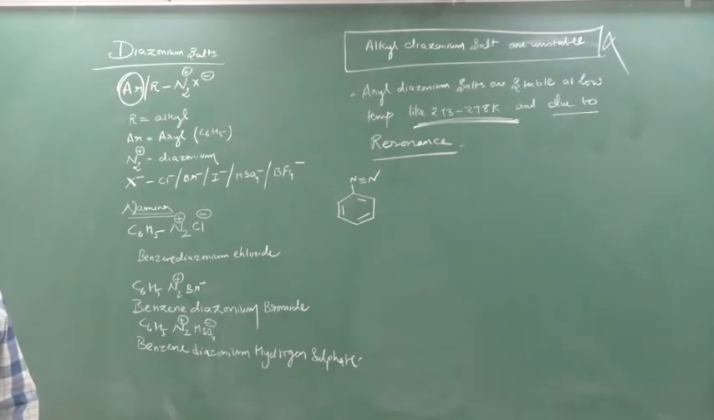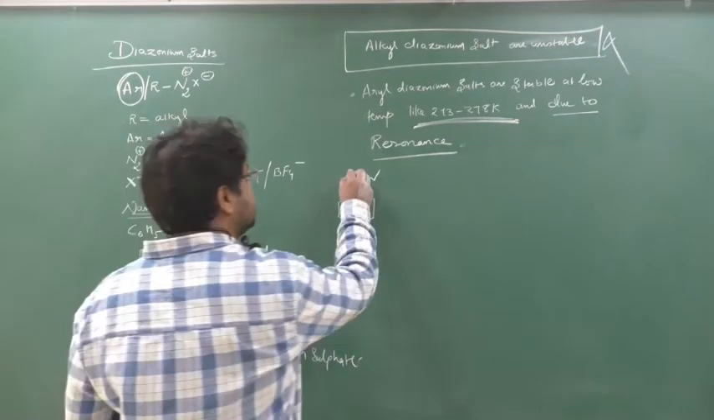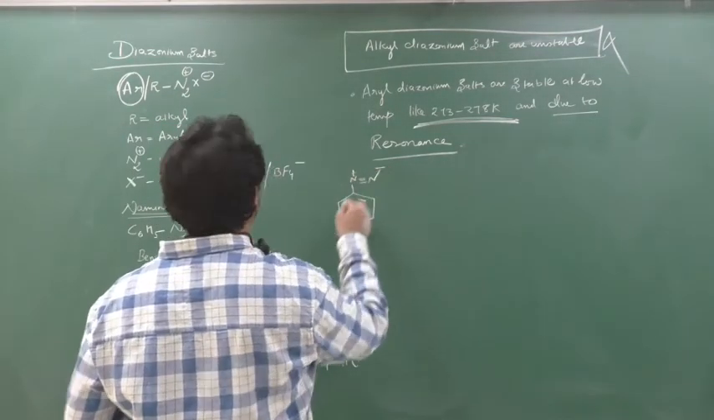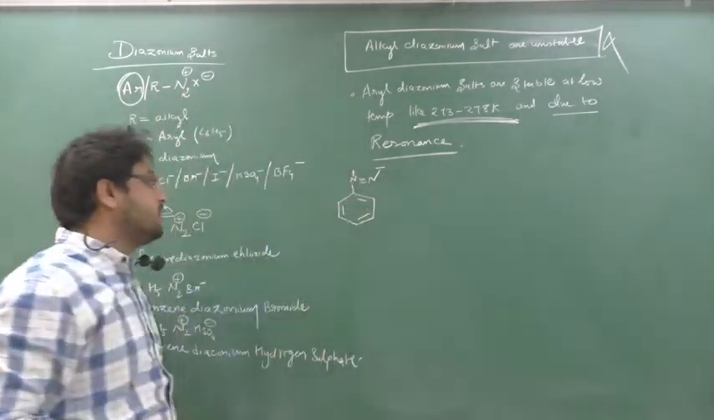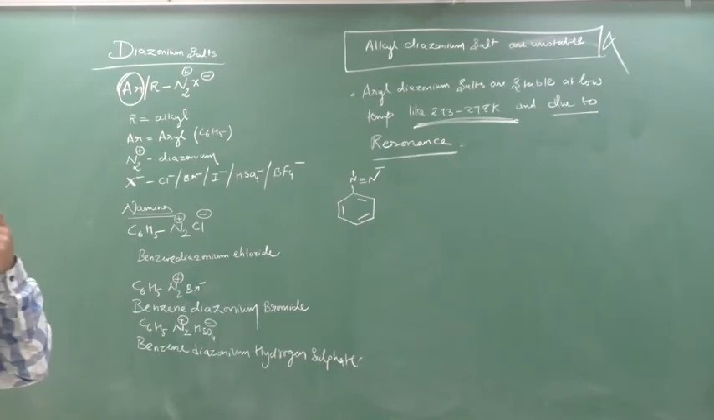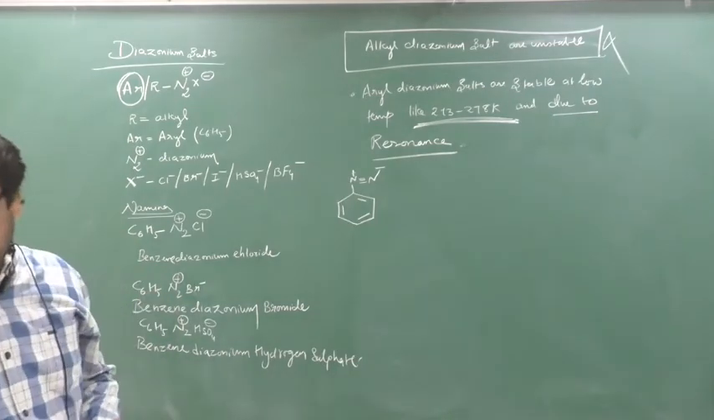Here this is the diazonium salt. Here plus will come and here minus will come. Aryl diazonium salts, ArN2. I am not showing X minus here, just N2. This is plus, this is minus. Now what will happen? Now we will see this.